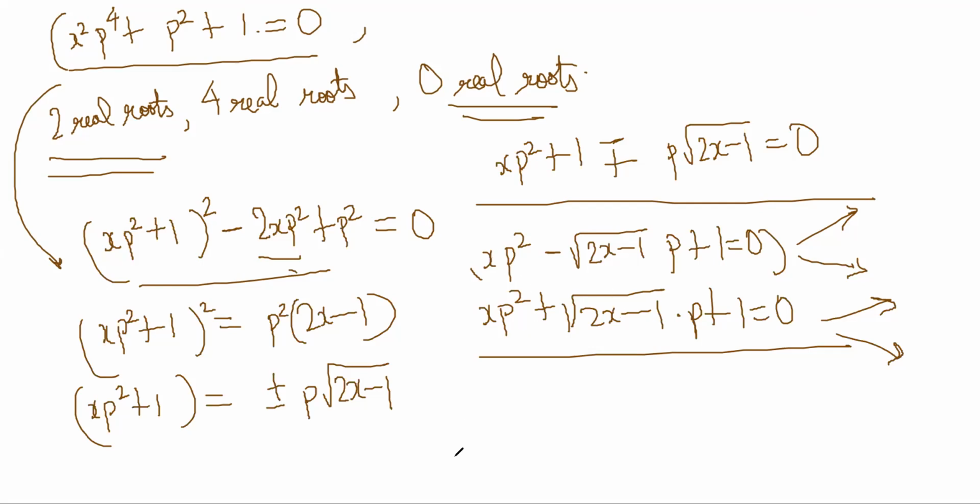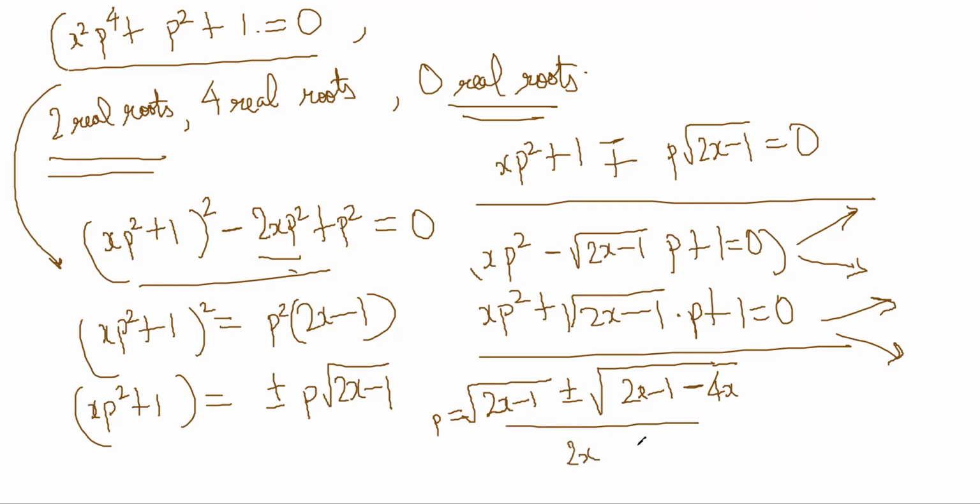Let's do just one root and see what type of thing comes. p is equal to minus of this, so root 2x minus 1 plus minus root over b square, so 2x minus 1 minus 4 times x, right? So this becomes minus 1 minus 2x by 2 into x. So p is root 2x minus 1 plus minus root over minus 1 minus 2x, by 2x. So we're only trying it for the second one right now, right?